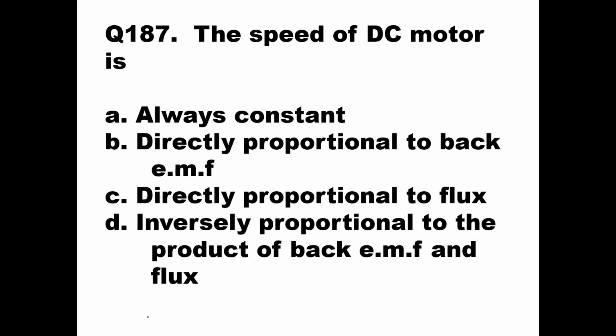Question number 187. The speed of a DC motor is, okay. Option A is always constant. Option B is directly proportional to back EMF. Option C is directly proportional to flux. And option D is inversely proportional to the product of back EMF and flux. Now in this, the straight answer is directly proportional to back EMF.